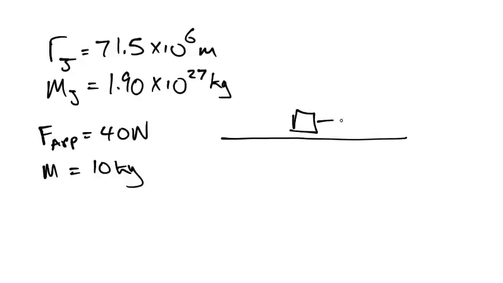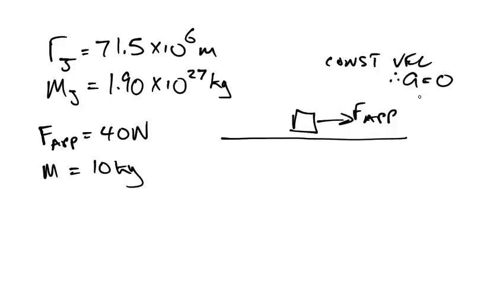There's a wooden block, and here is the applied force. And since it's going with a constant velocity, what that means is, therefore, the acceleration is 0. And if the acceleration is 0, that also means, therefore, the net force is 0. That means that the applied force, this direction, must be counterbalanced by a friction force in this direction, which is equal and opposite.